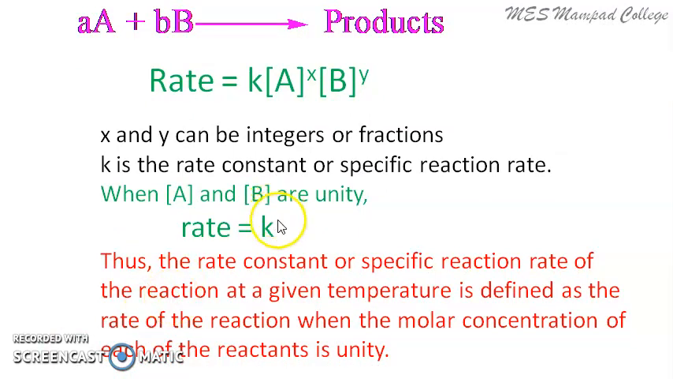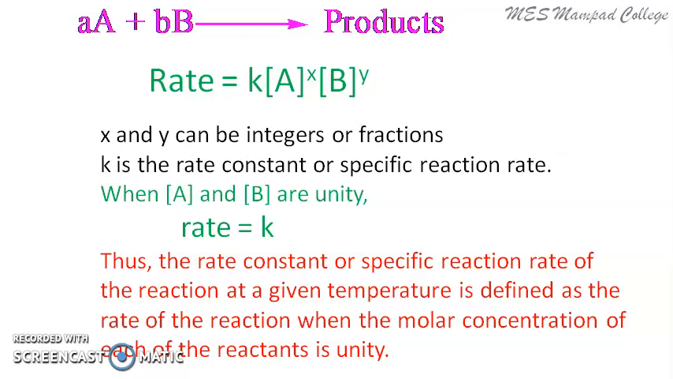Okay, so how can we define K, the rate constant or specific reaction rate? K will be the rate of the reaction when the concentration of the reactant is unity. That's it. The specific reaction rate is the rate of the reaction when the molar concentration of the reactants is unity. That is when you get rate equal to K. So that is the definition of specific reaction rate. I repeat once more, specific reaction rate is the rate of the reaction when the molar concentration of the reactants is unity.